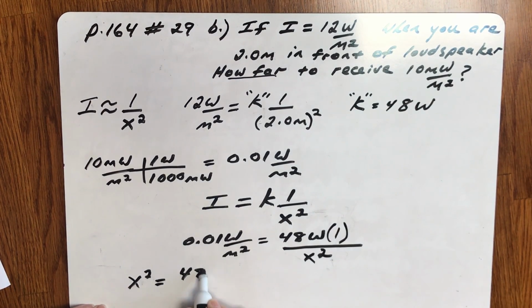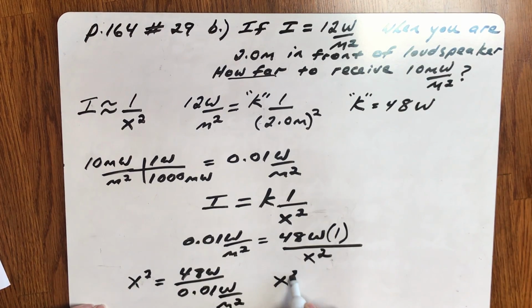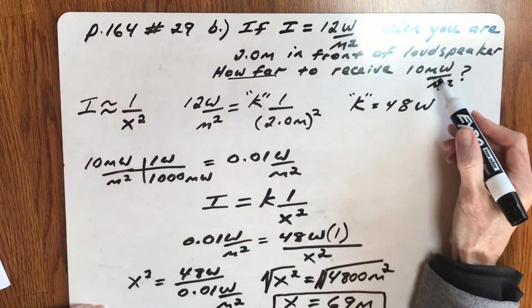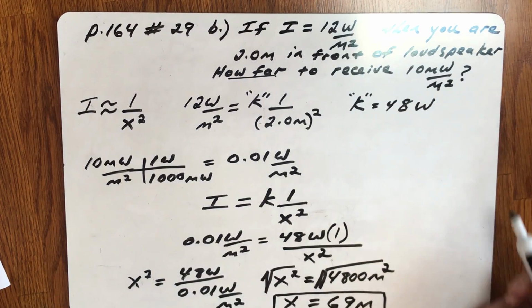So then I just have to solve for x squared, and so x squared will be equal to 48 watts over 0.01 watt per meter squared. And then I'll find that x squared is equal to 4,800 meters squared. Then if I take the square root of both sides, I'll find that my x distance is 69 meters. So that's my answer as to how far I would have to stand in order to receive that 10 milliwatts per meter squared.